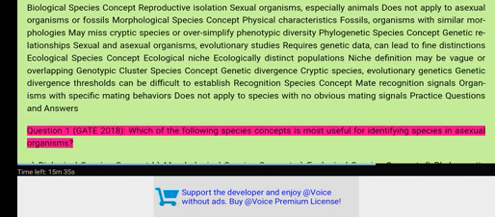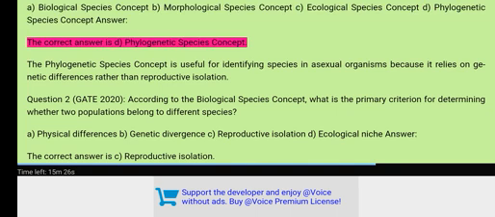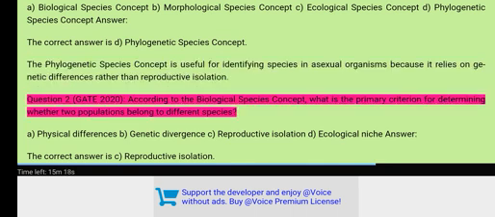Question 1, GATE 2018: Which of the following species concepts is most useful for identifying species in asexual organisms? A. Biological species concept. B. Morphological species concept. C. Ecological species concept. D. Phylogenetic species concept. Answer: the correct answer is D, phylogenetic species concept. The phylogenetic species concept is useful for identifying species in asexual organisms because it relies on genetic differences rather than reproductive isolation.